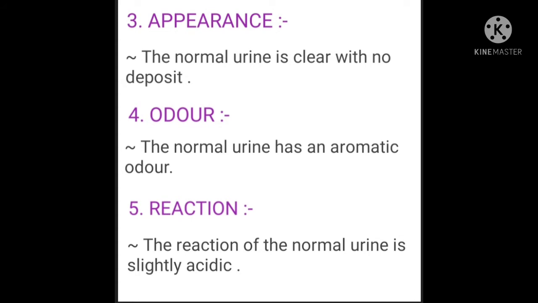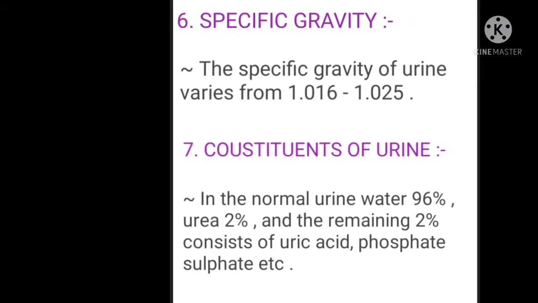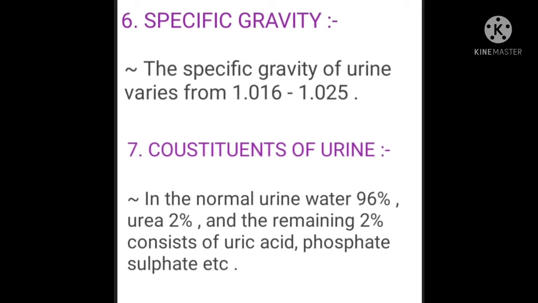Next, odor, which means smell. The normal urine has an aromatic odor. Reaction. The reaction of normal urine is slightly acidic. Specific gravity. The specific gravity of urine varies from 1.016 to 1.025. Next, constituents of urine. In normal urine, water is 96%, urea 2%, and the remaining 2% consists of uric acid, phosphate, sulfate, etc.